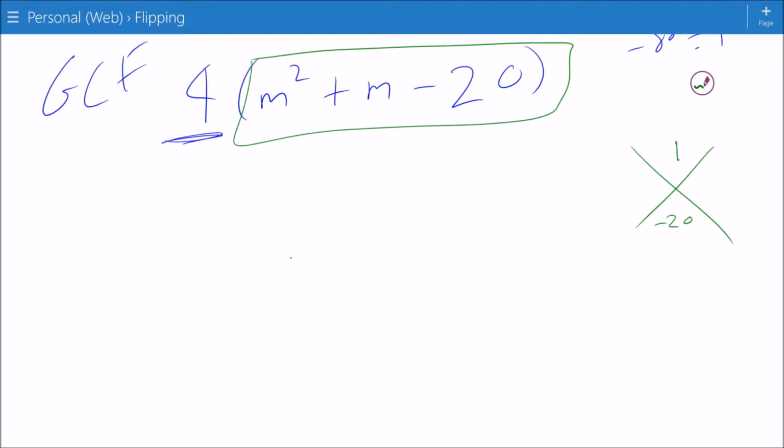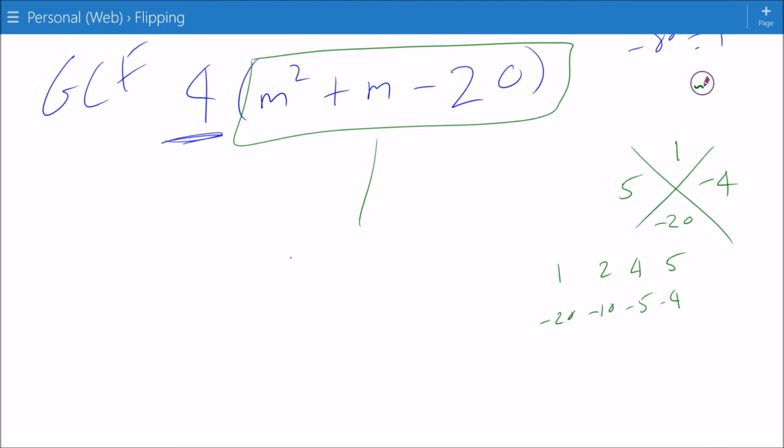So I start listing my factors of negative 20. 1 and negative 20 added up give me negative 19. Not going to work. 2 and negative 10. Well, 2 plus negative 10 gives me negative 8. 3 is not going to work. 4 times negative 5. 4 plus negative 5 will give me negative 1. But not 1. 5 and negative 4. 5 plus negative 4 give me positive 1, and 5 times negative 4 give me negative 20. There we go, 5 and negative 4.